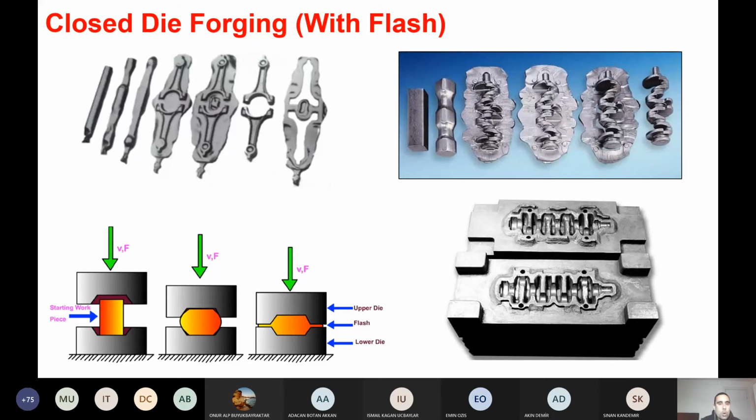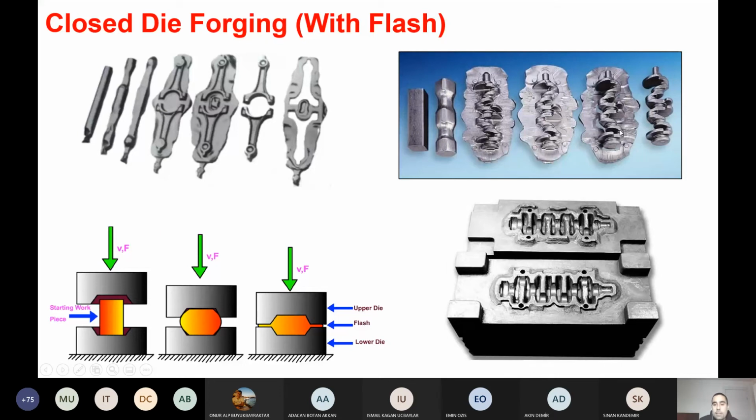I will finally show different examples for different types of processes. This is maybe the most popular or well-known process type, closed-die forging with flash. More or less all the big metal forged parts are produced with this method. Here on the lower right part, you can see a die, upper and lower die. Of course, this is put on top of the other one, of a crankshaft.